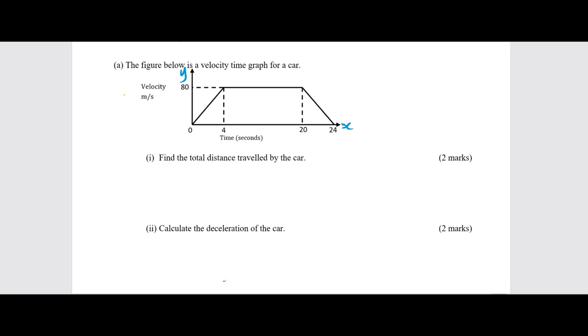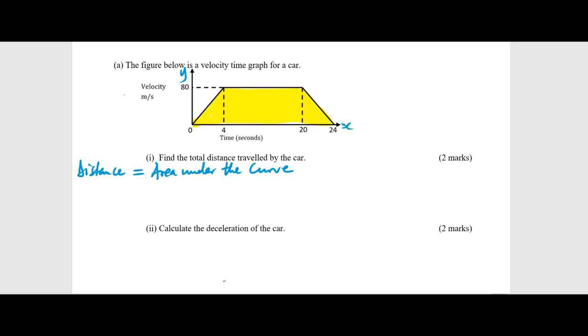So the total distance will be given by the area under the curve, and it is the area under this curve. This is the area that we need to obtain, the whole of this area. That is what is going to give us the distance traveled by the car.